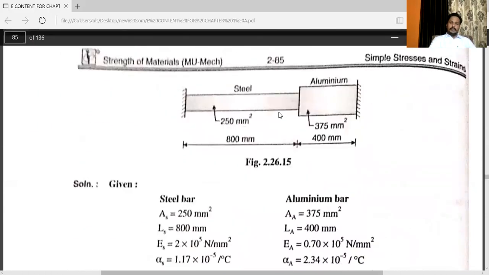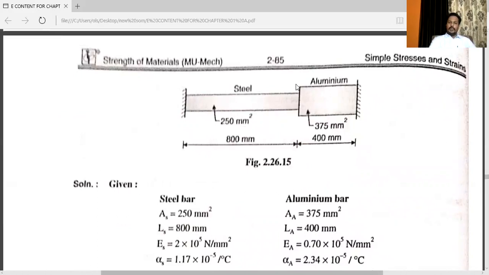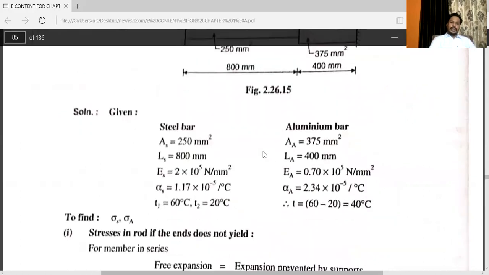See this diagram. Steel is given, that is the first type. This one is aluminum. You can see the cross-sectional area is given, that is 250 for steel. For aluminum, that is 375. You can write the given data in this format.